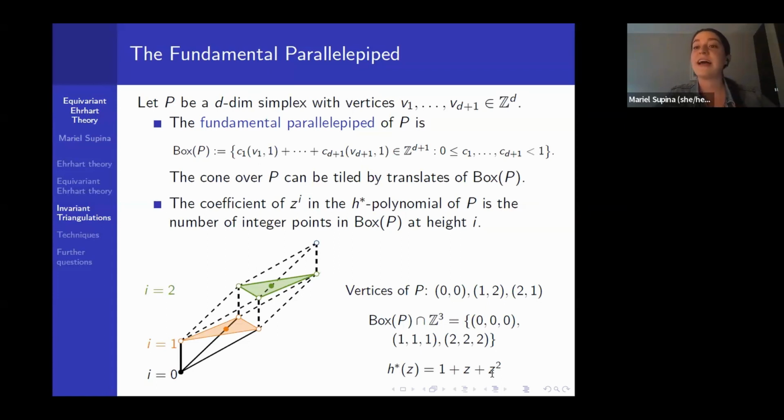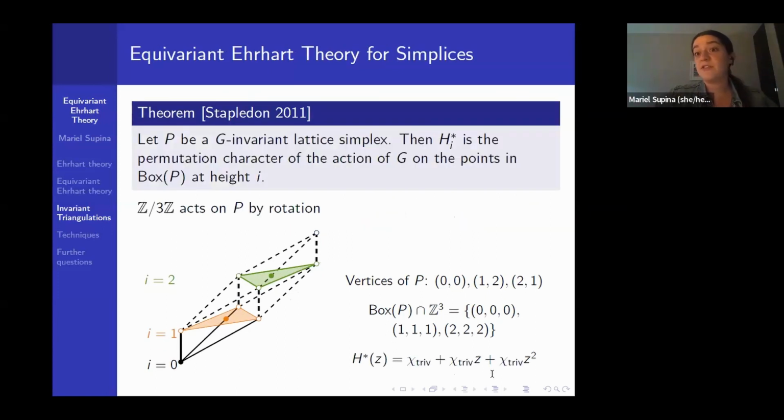So this is a result in classical Ehrhart theory. Stapledon generalized this to equivariant Ehrhart theory of simplices. He basically showed that it works how you would think it might work, where the coefficient of z to the i is going to be the permutation character of the action of the group on the points in the fundamental parallelepiped at height i. So the action of G on the simplex extends to an action on the fundamental parallelepiped, where the extra dimension is just constant, or it's the trivial representation. And so using that, you can come up with this result.